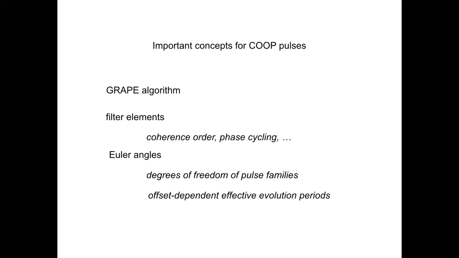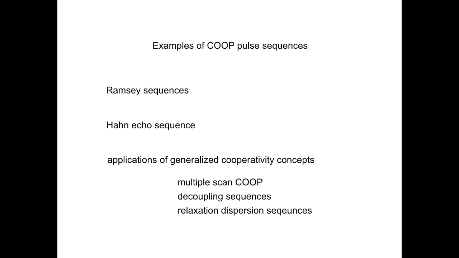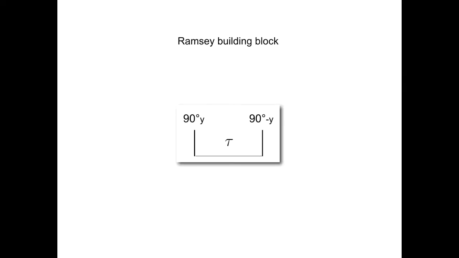They help to analyze the degrees of freedom in pulse families. And typically, the more degrees of freedom we have in the optimization, the shorter the pulses are in the end, the better the performance. And we can also do something like offset-dependent effective evolution periods. Okay, so right now we look at Ramsey sequences, Hahn echoes, and maybe some other applications in the end. So let's start with the Ramsey building block.